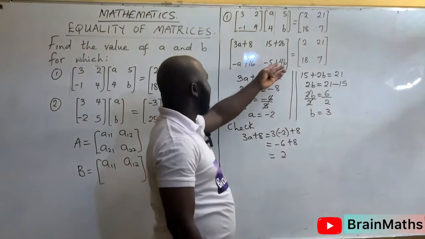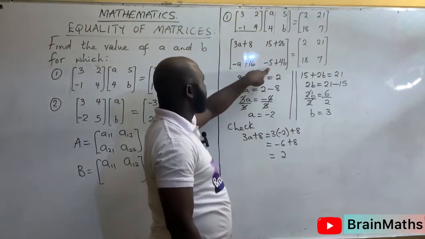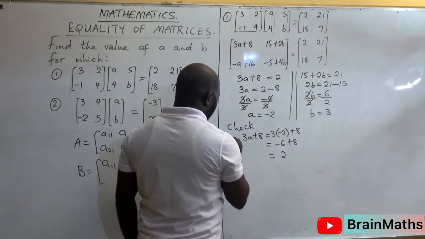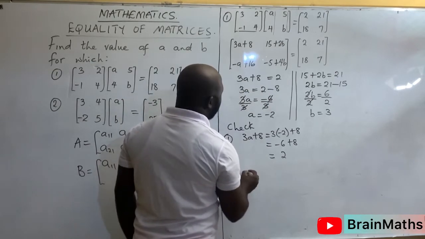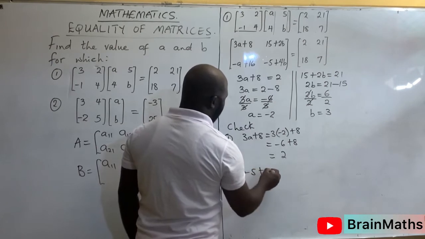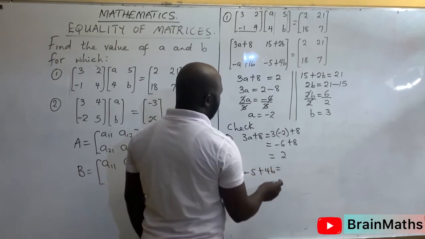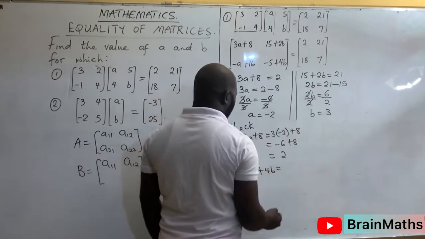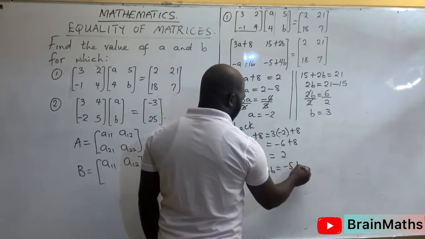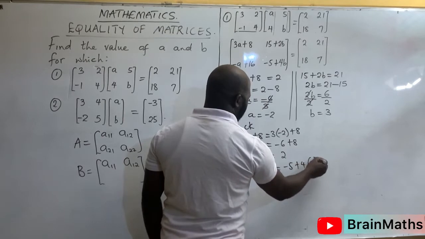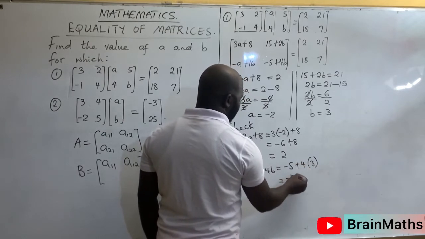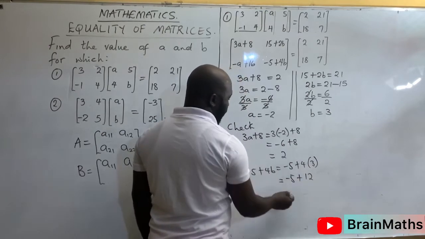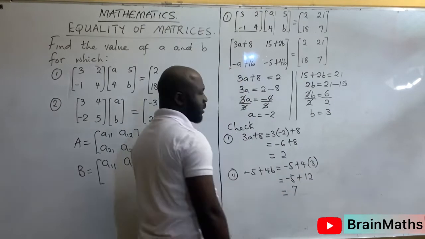Let's take another one. Let's test for this second part of the B. We have -5 plus 4B equals, wherever we see B, we change to 3. -5 plus 4 times 3, which is -5 plus 12. And -5 plus 12 is going to give us 7.